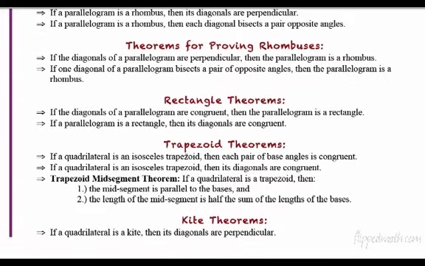Then we talked about rectangles. Remember, the diagonals are congruent to each other. So that's how you can tell if a parallelogram is a rectangle. And lastly, we ended with trapezoids and kites. Remember, for a kite, the diagonals are perpendicular.